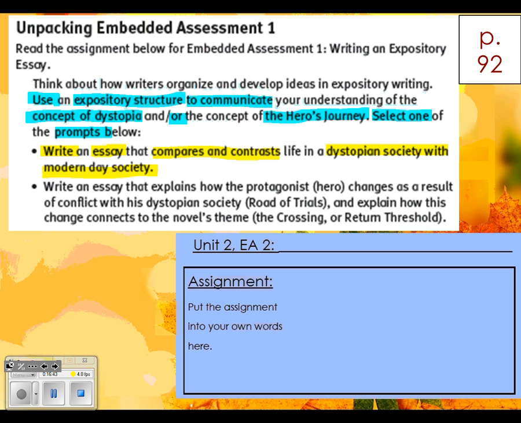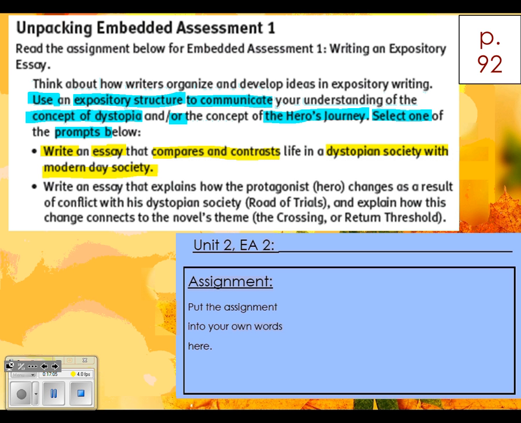So that's one possible expository essay that you might want to write. So you're speaking in regards to how a dystopian society works versus modern day. So the community of Las Vegas, the nation of the United States. All right, and could you read the second bullet point for us, please, Santiago?